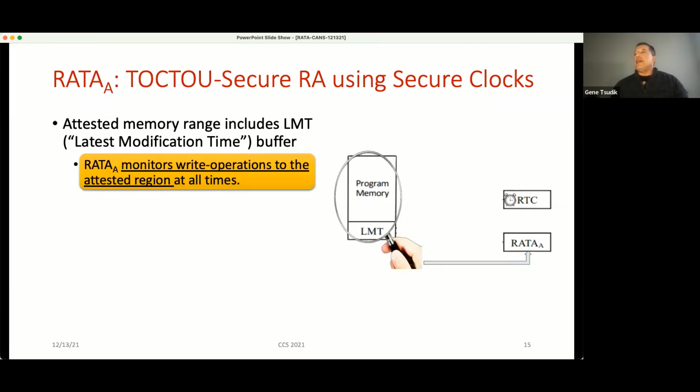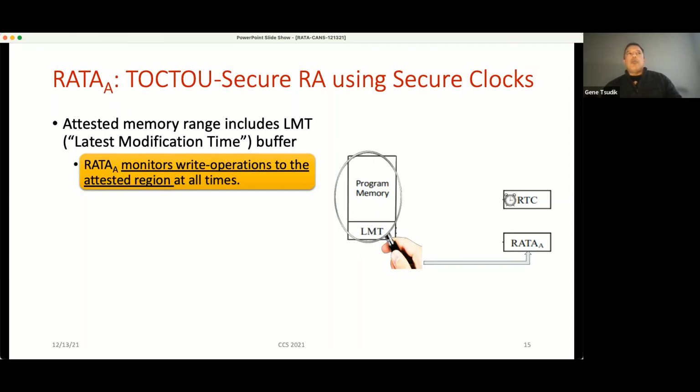And the idea is that RATA monitors all the write operations to the attested memory region. We assume that in the memory of the prover device, there is a region, maybe the entire memory, which is subject to attestation, where a malware could possibly hide or insert itself.